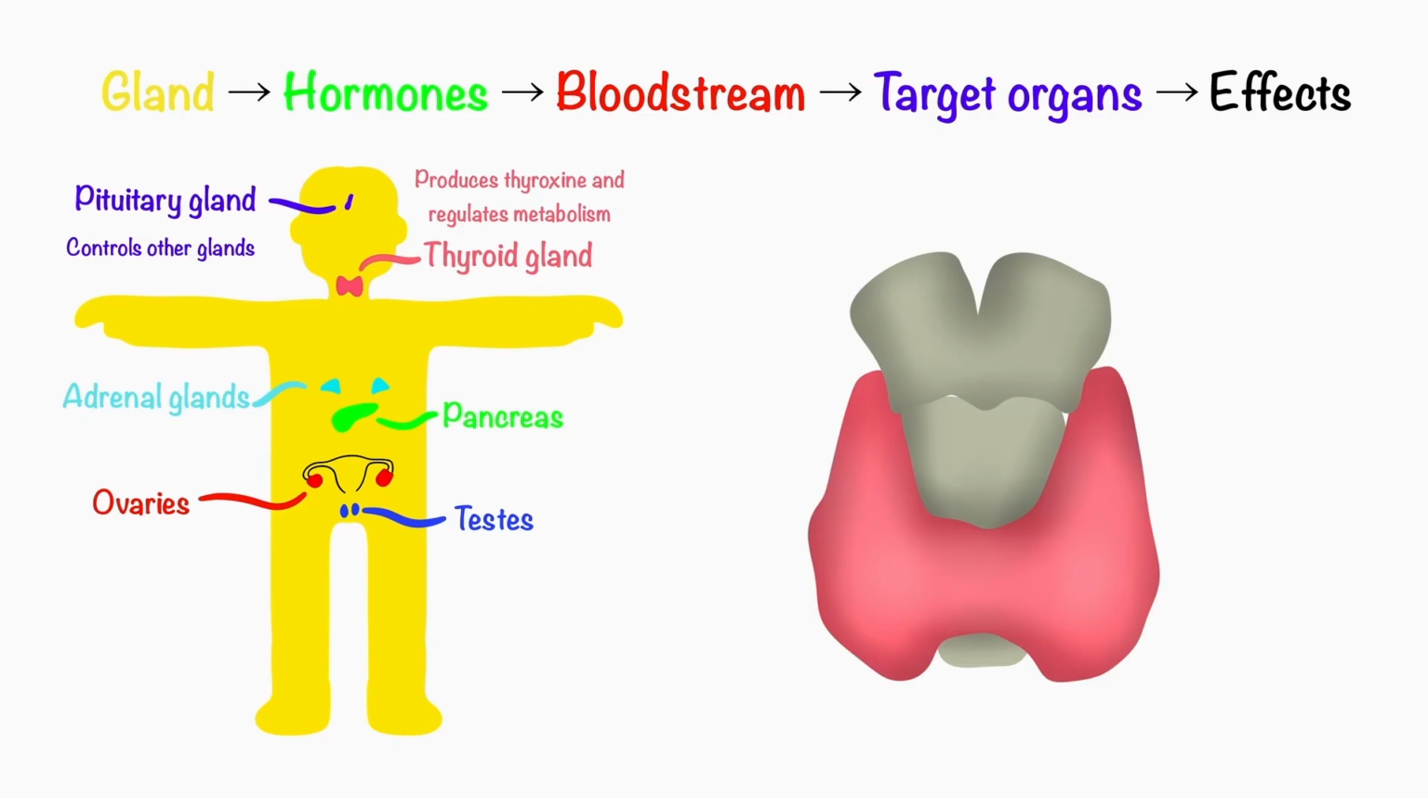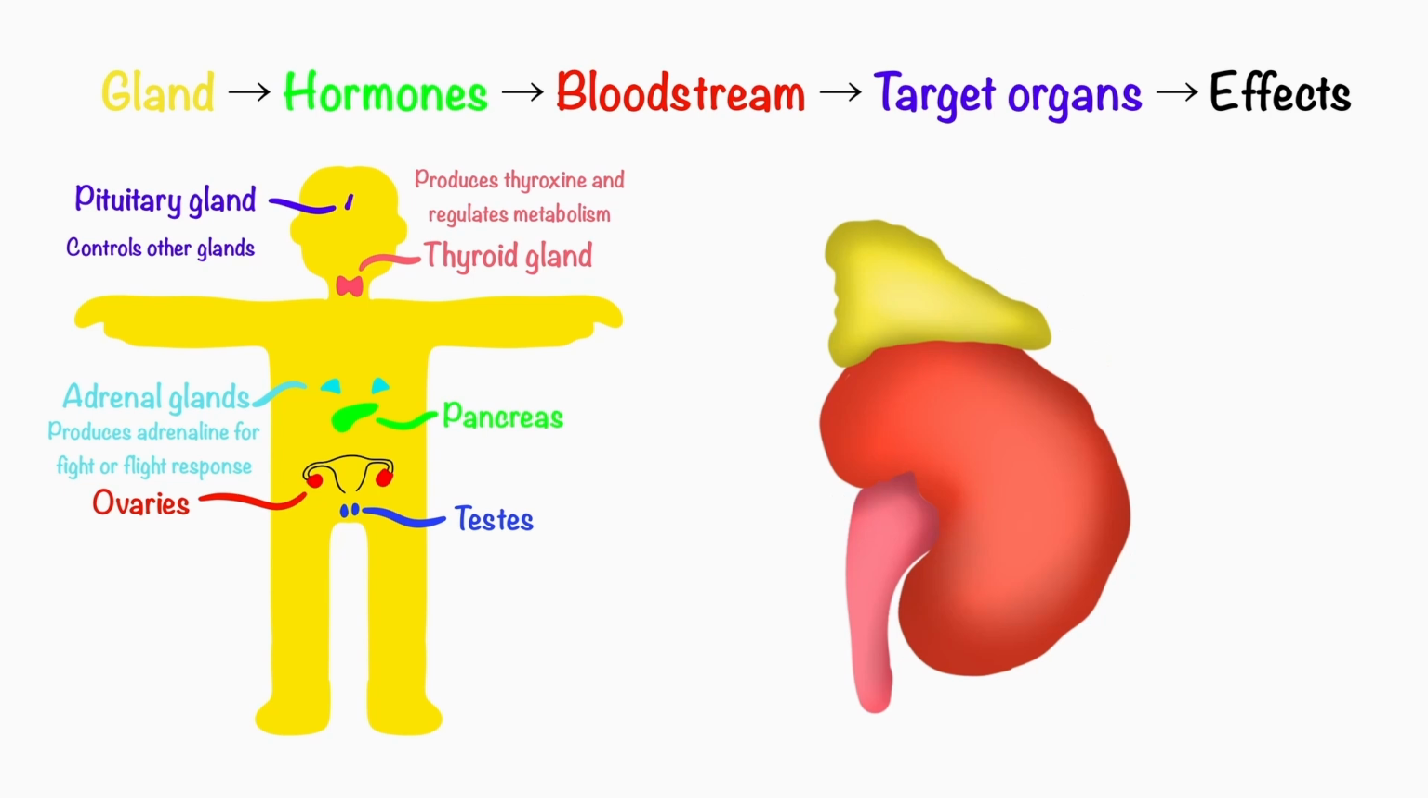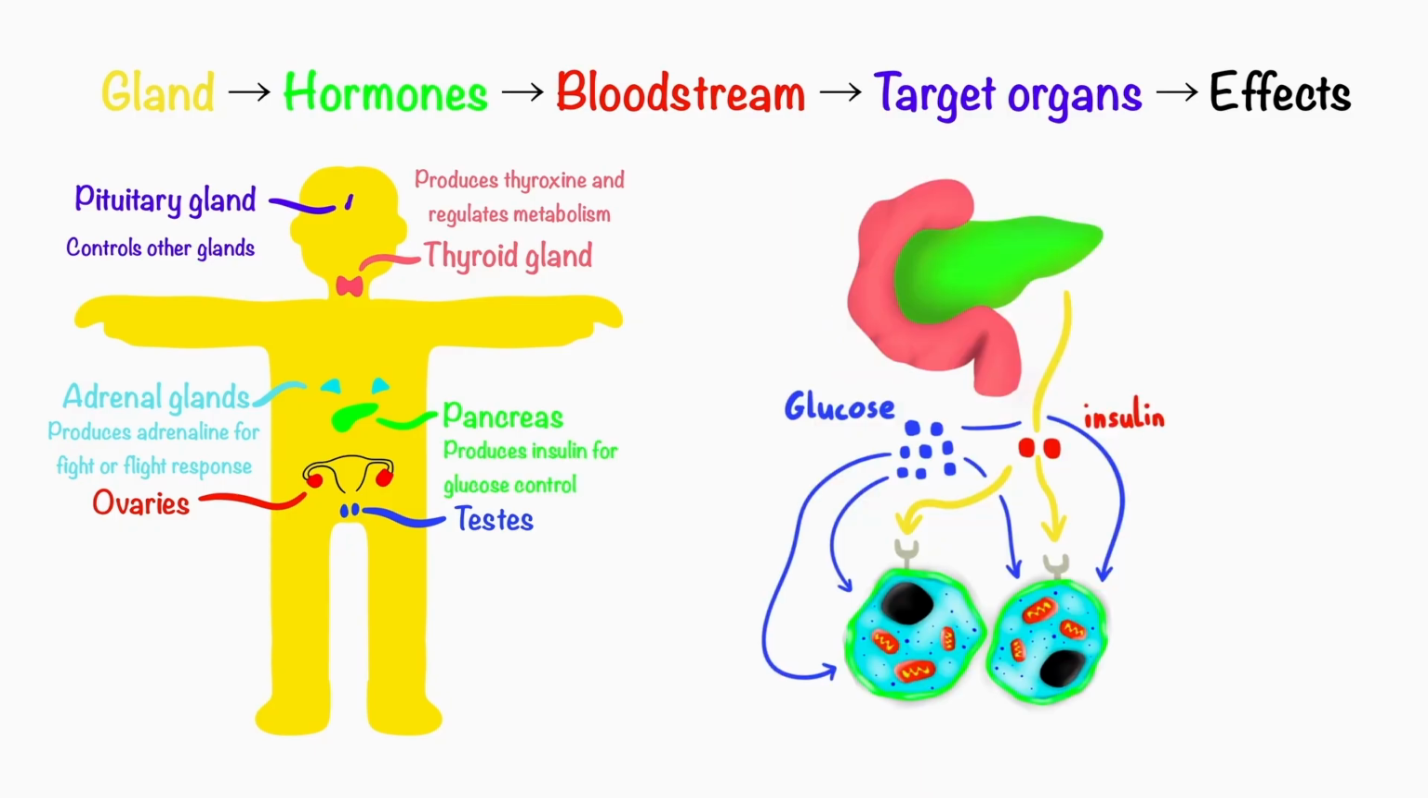The thyroid gland in the neck produces thyroxine, which regulates metabolism, heart rate, and temperature. This hormone controls how quickly the body uses energy. The adrenal glands, situated on top of the kidneys, produce adrenaline. This hormone prepares the body for fight or flight responses during stress or danger. The pancreas produces insulin, which regulates blood glucose levels. We'll explore this crucial hormone in more detail in our next episode.